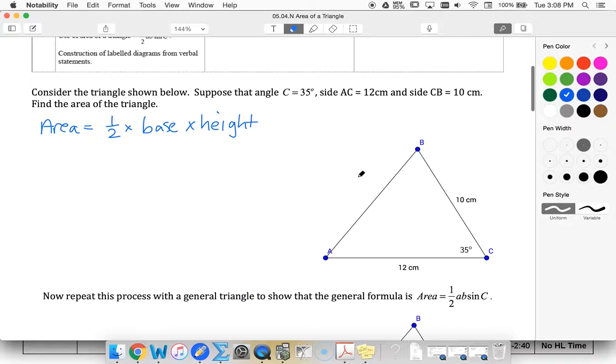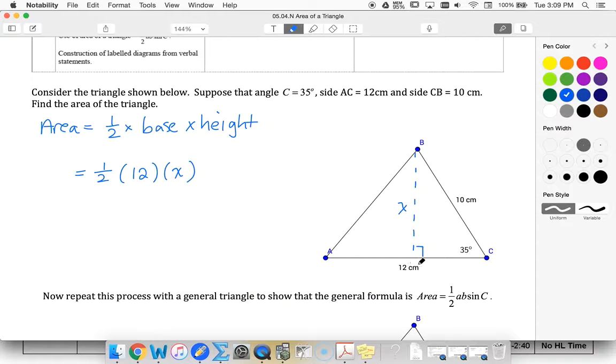Well, if I look over at this triangle, I could say that the base is 12, but I don't know what the height is. I would have to put in a line perpendicular down from B to make my height. So I could say that my height here is X, my base would be 12, so let's fill in what we know. 12, and then my height would be X. So let's figure out what X is.